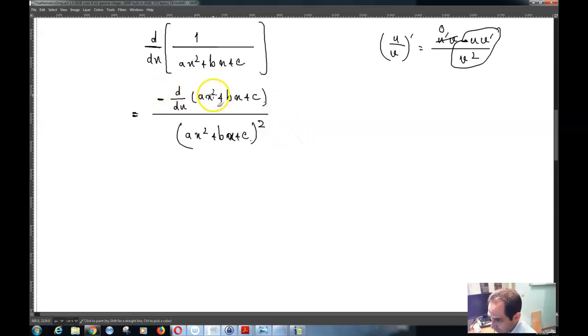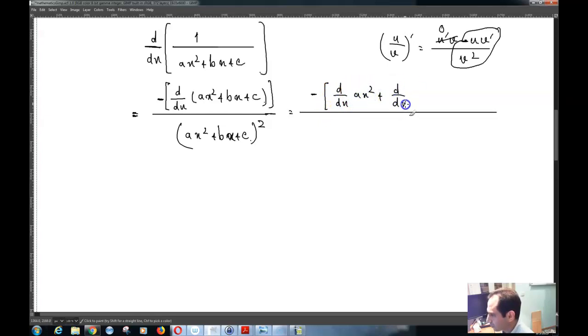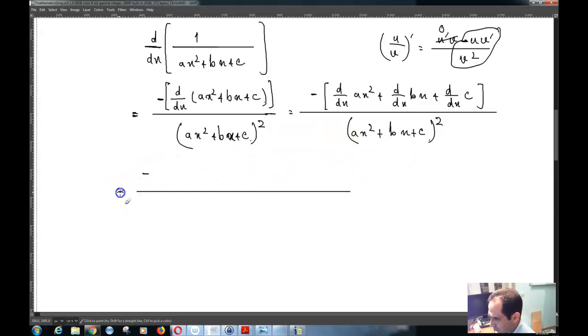Now d by dx of ax squared plus bx plus c is, of course, the numerator. So you can write this as the negative of, for example, d by dx of ax squared plus d by dx of bx plus d by dx of c, over ax squared plus bx plus c whole squared, which is equal to negative of basic d by dx of ax squared.